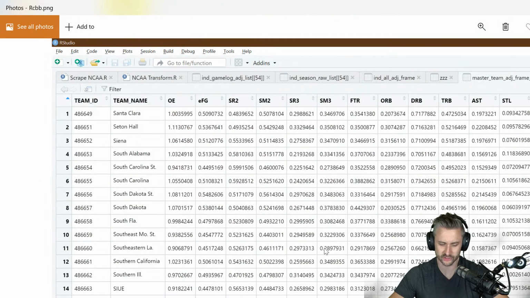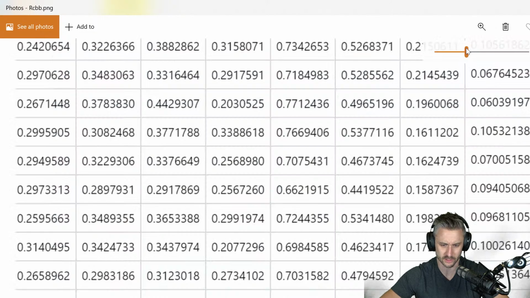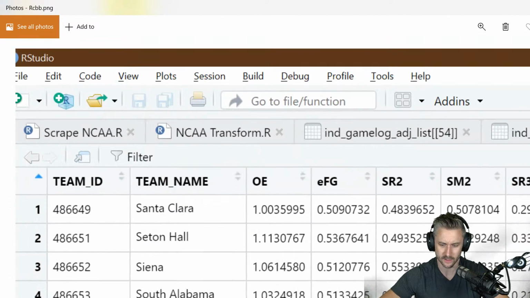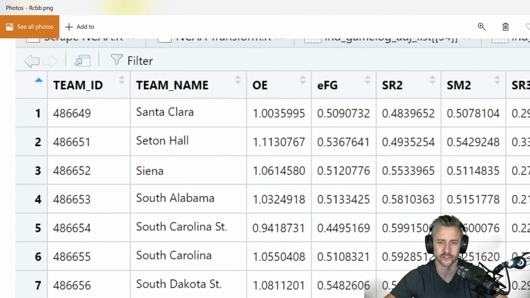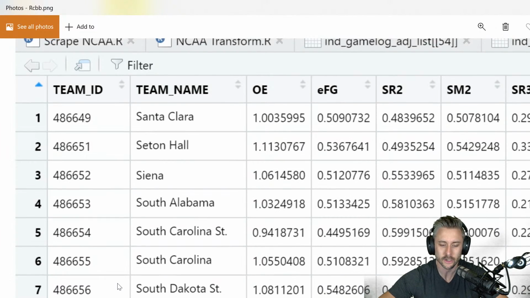So this is just a screenshot of my R scripts from my college basketball model. I don't know if you can see it that well. Let me zoom in on it. But yeah, I'm running last year's numbers, just so I can have like a full data set to program the model for. So this is last year.